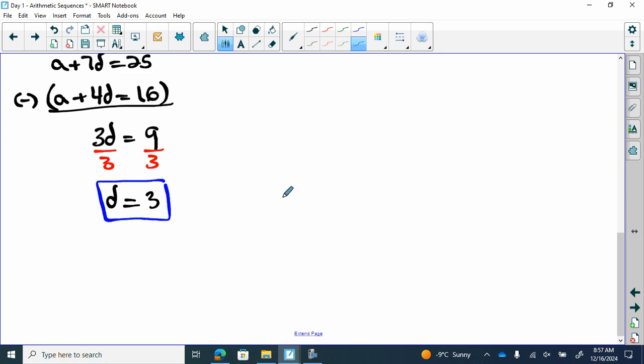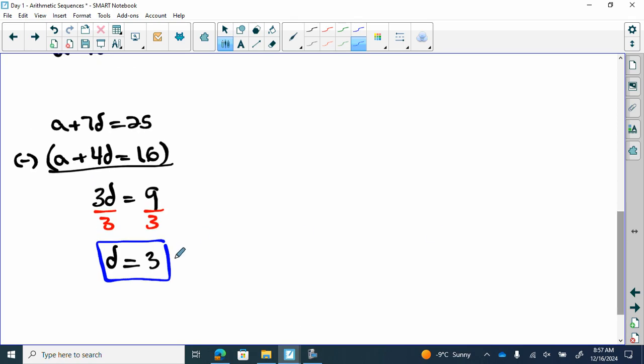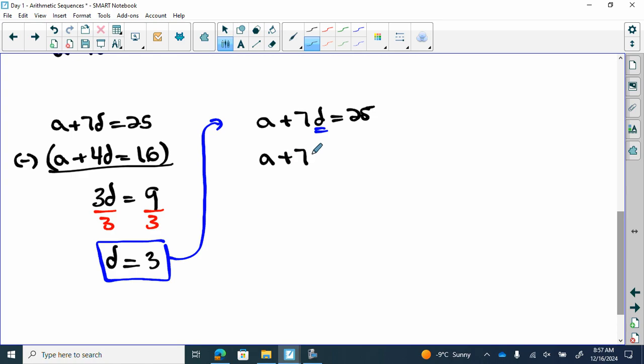Okay, that's great to know, because now that I know the common difference, I can actually solve for the other unknown. What is the other unknown? A. I can take this 3 and go back to equation 1 or equation 2, it doesn't matter. Let's go with equation 1. What am I going to replace that D with? A 3. So it's going to say 7 times 3, which is what?